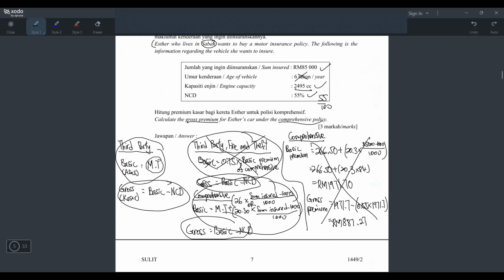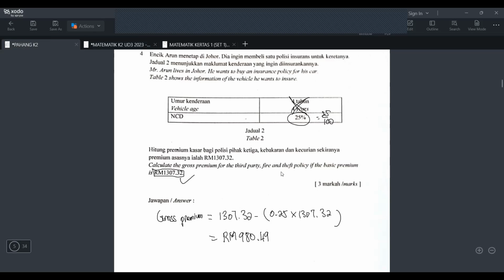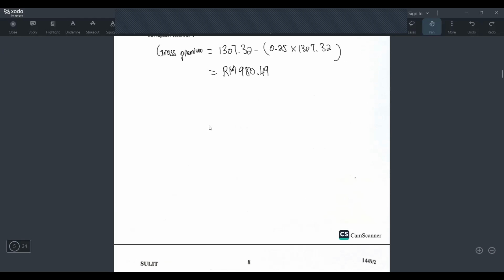So to get the gross, just take my basic answer minus the NCD, and the basic they already give in the soalan, right? But still, I think these are all useful knowledge. These are still very important knowledge. So I really want you to hafal the step, right? Okay, it's just that this question, the Pahang question is very easy lah. They already give me the basic premium, right? That's why siap already.